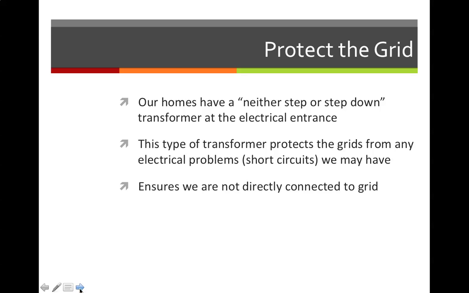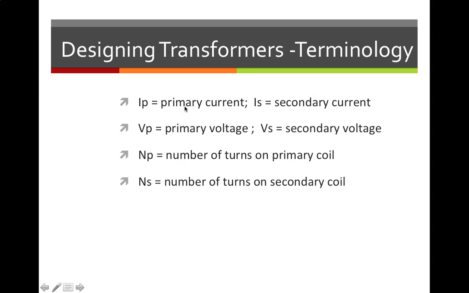Okay. So just some terminology as far as looking at the design of transformers, or pretty much the equations related to transformers. When I say IP, that means the current coming in, the primary. IS is coming out. Same with voltage. And N is the symbol we give for the number of wraps on the coil.